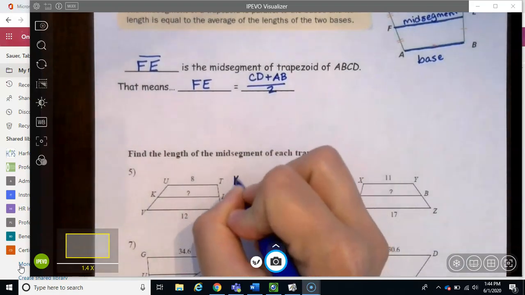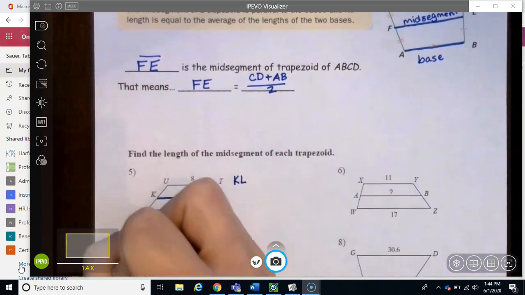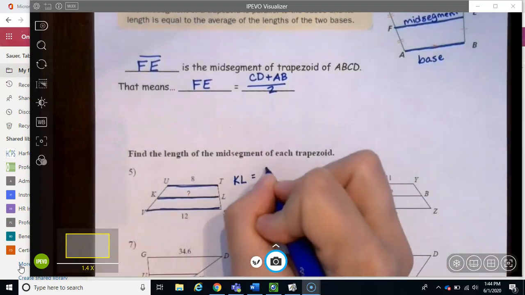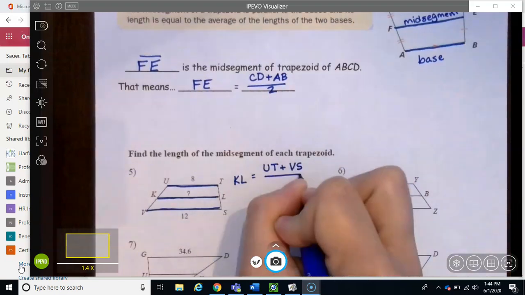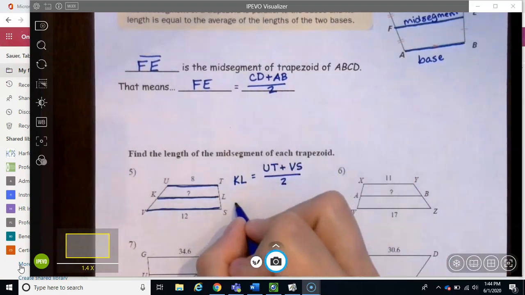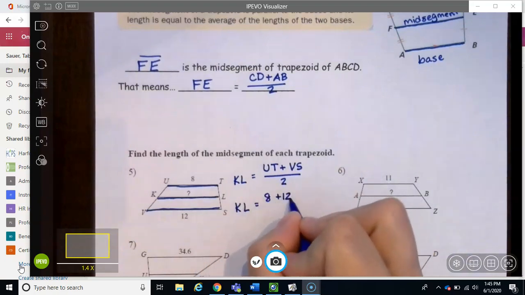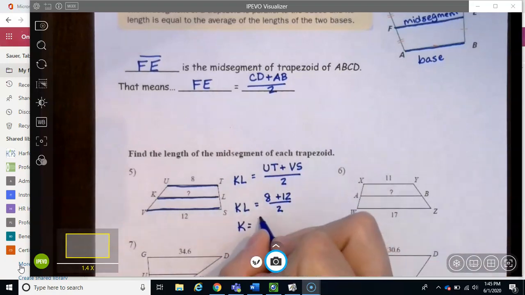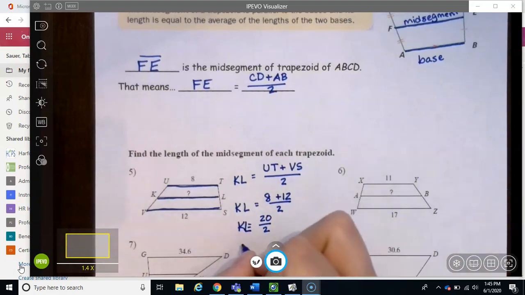So KL is our midsegment, and then here's the two bases because they're parallel to it. So it's equal to UT plus VS divided by 2. So KL is equal to 8 plus 12 divided by 2. 8 plus 12 gives me 20. 20 divided by 2, this is KL, gives me 10.